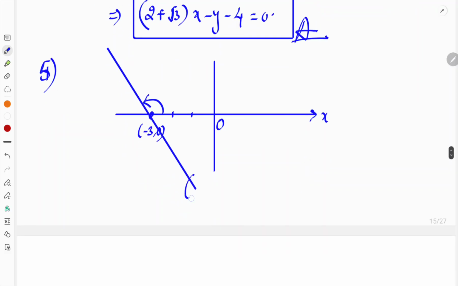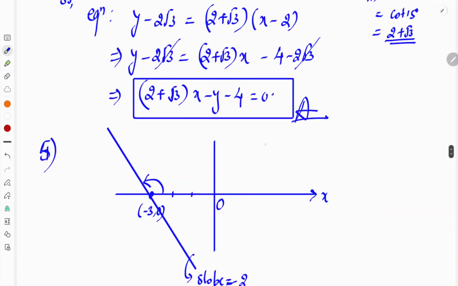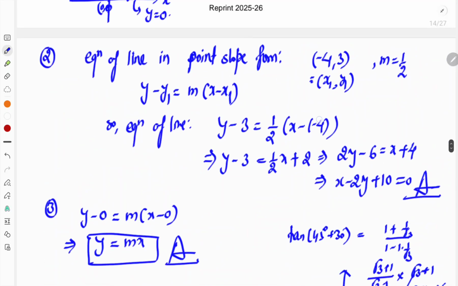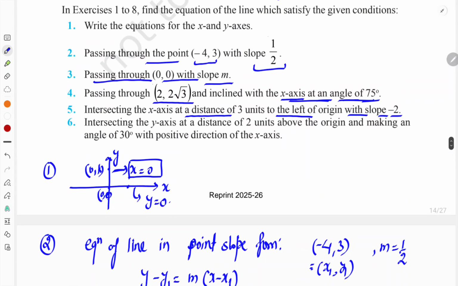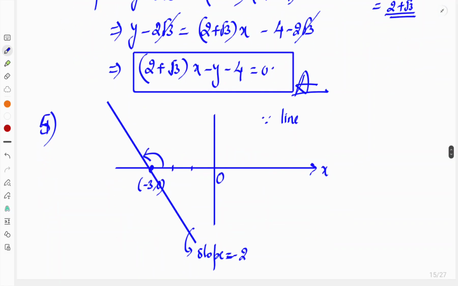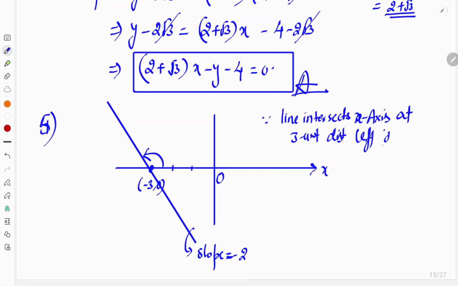Slope is minus 2, meaning it might be making an obtuse angle with the positive direction of the x-axis. So the slope is given and the point is known now: slope is equal to minus 2. So how to write? Because the line intersects the x-axis at 3 units distance to the left of the origin.